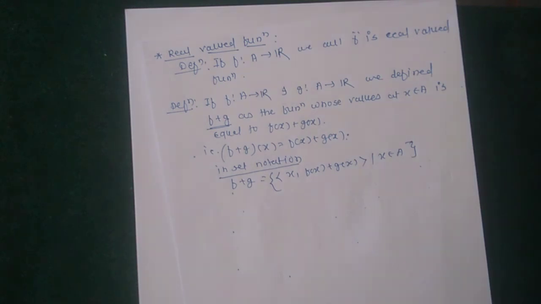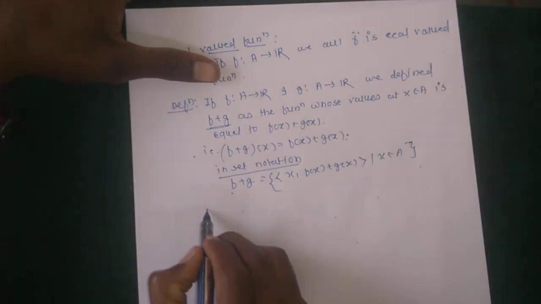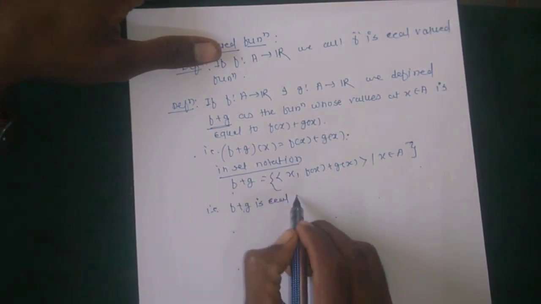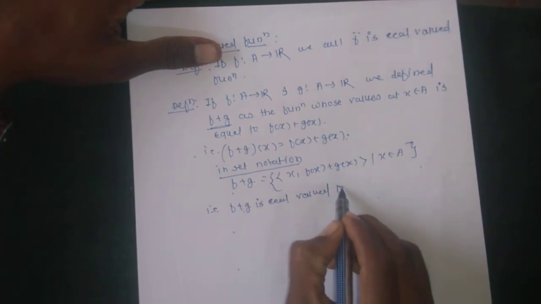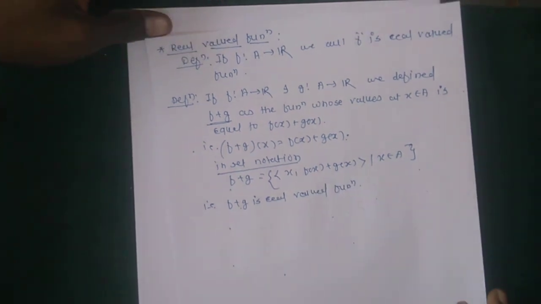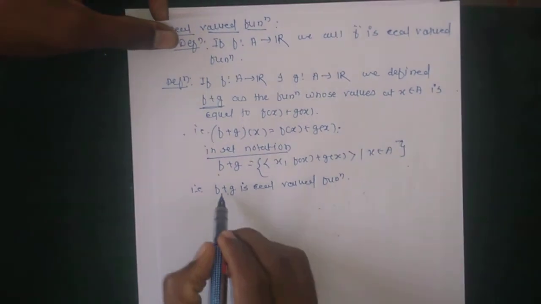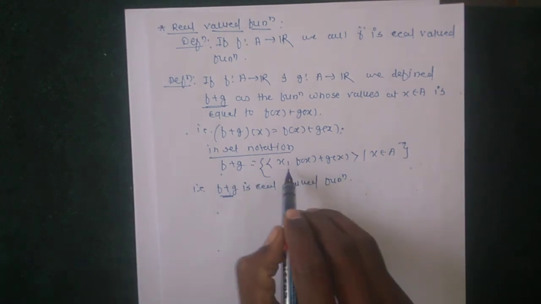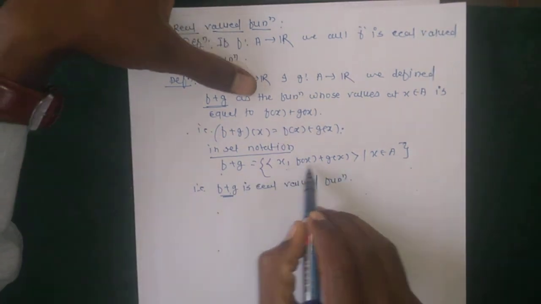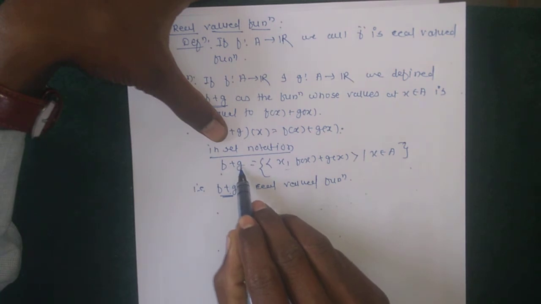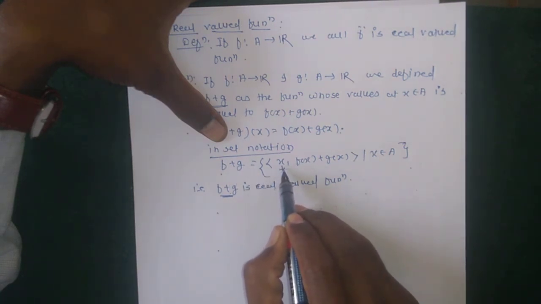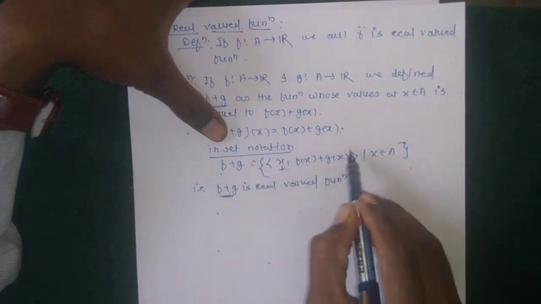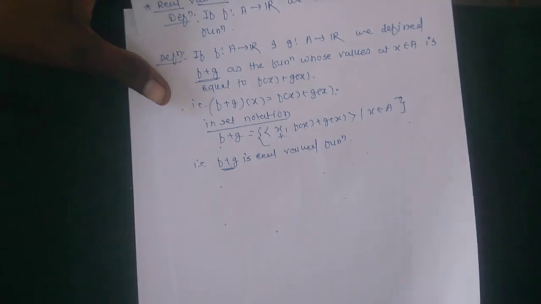That is, f plus g is a real valued function. It means the addition of two real valued functions is a real valued function. So it is clear from this definition that when f plus g is applied on x, then its value is f of x plus g of x. This is the meaning of this set.